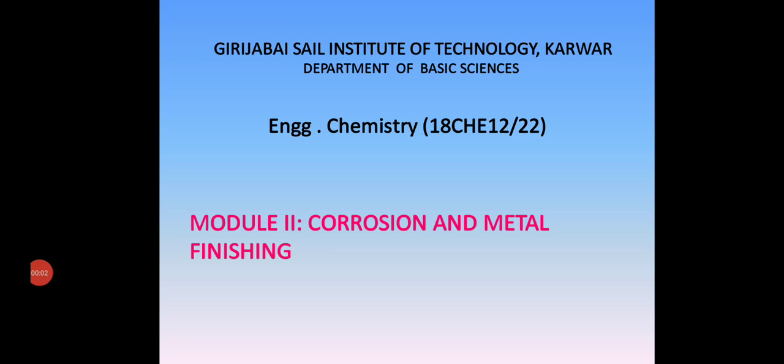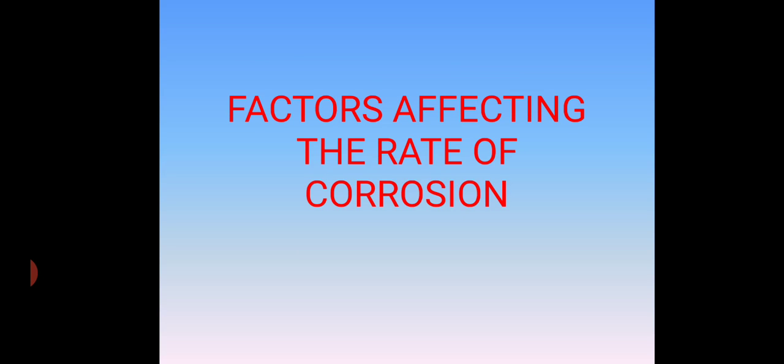Hello students, today in this video we'll be understanding one more topic from corrosion and metal finishing module 2. In the previous videos we were discussing some topics related to corrosion where we understood what is corrosion, then how exactly corrosion takes place, electrochemical theory behind corrosion, then types of corrosion. In this video we will understand factors affecting the rate of corrosion.